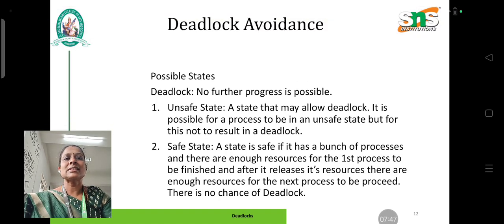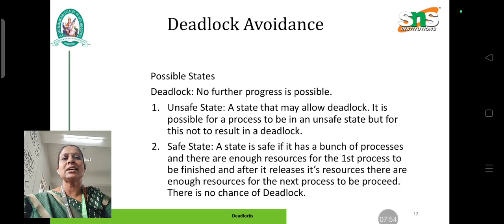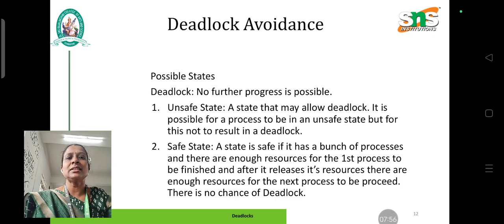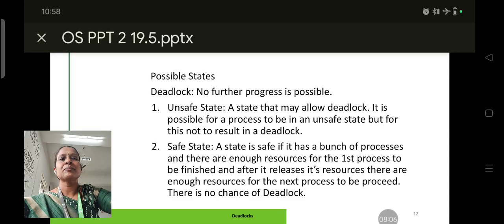Next we will discuss deadlock avoidance. In deadlock avoidance, there are 2 possible states: the safe state and the unsafe state. The unsafe state means the system is going to enter a deadlock condition. The safe state means the system is safe, so a deadlock is never going to happen in the system.